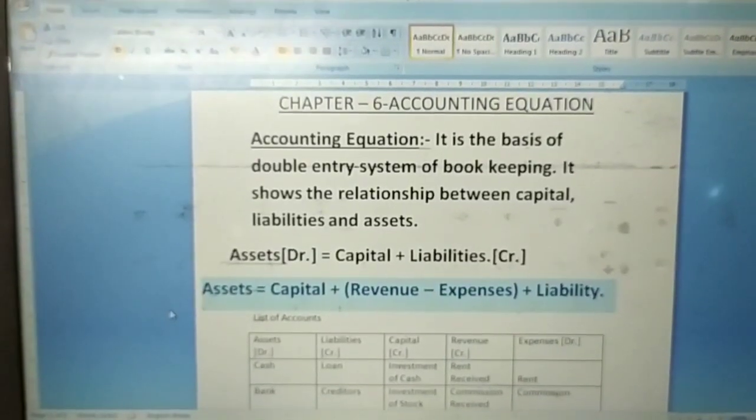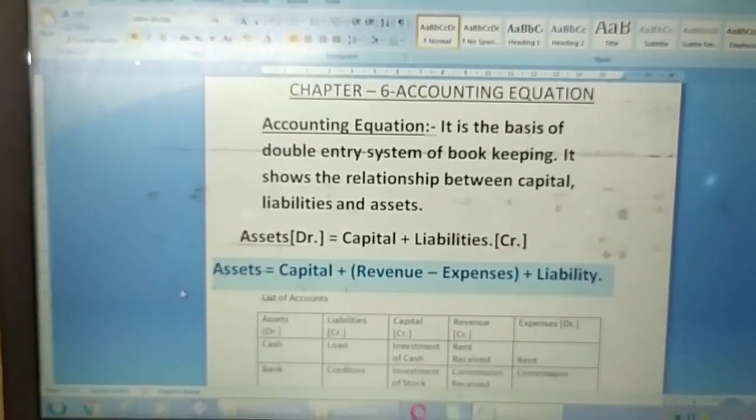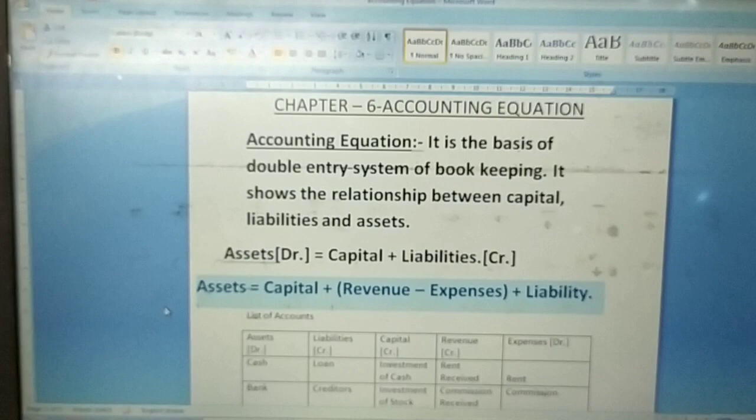One more formula is there which states that asset is equal to capital plus revenue minus expense plus liability. Actually, the revenue and expense we record with capital. Why do we record this with capital? Because revenue increases the liability of the business towards the owner, and as revenue is increasing the liability of the company towards the owner, we state revenue with the capital, and expenses reduce the liability. That's why expenses are subtracted.